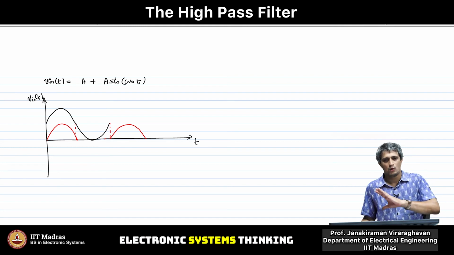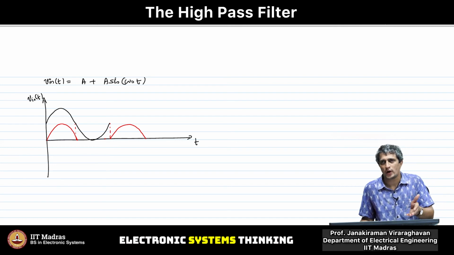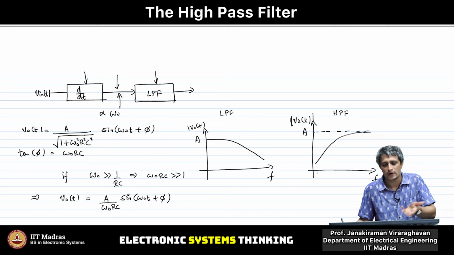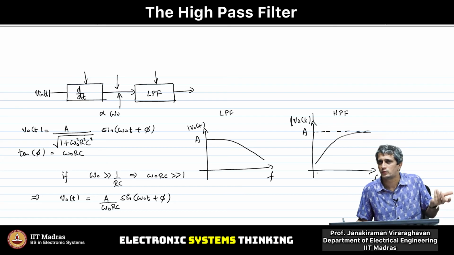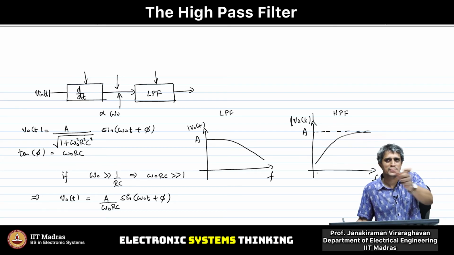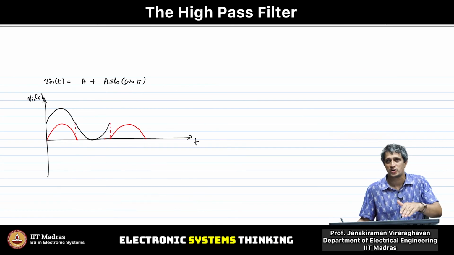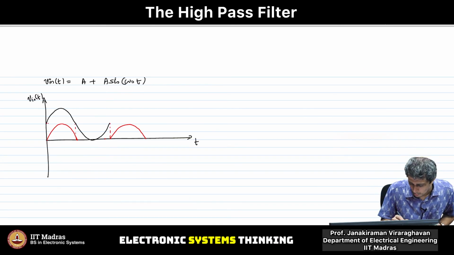One way to look at this is to just say that, like I told you, it's going through a derivative block, the derivative will kill it, and therefore it is going to essentially give you only the A sin omega naught t's response, which is basically going to be centered around the origin and not around 2.5 volt.